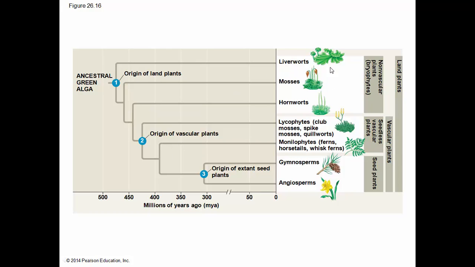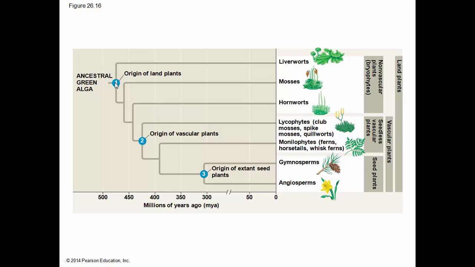But all these plants are non-vascular plants. They do not have a vascular system. They do not have a xylem and a phloem, structures within the plant that help move the water and the food, respectively. And as such, they can only attain a minor height. They don't grow more than a few inches tall.